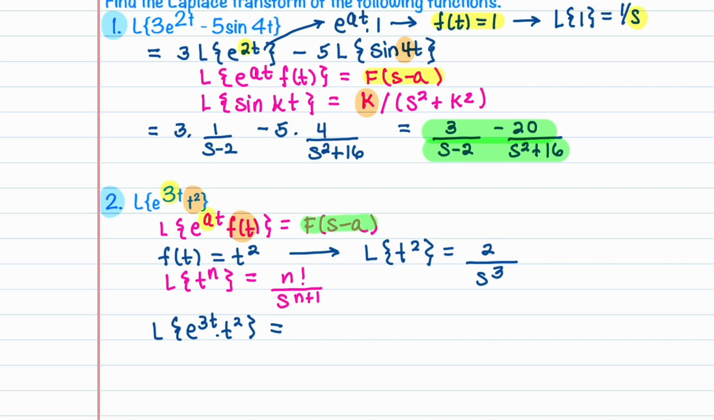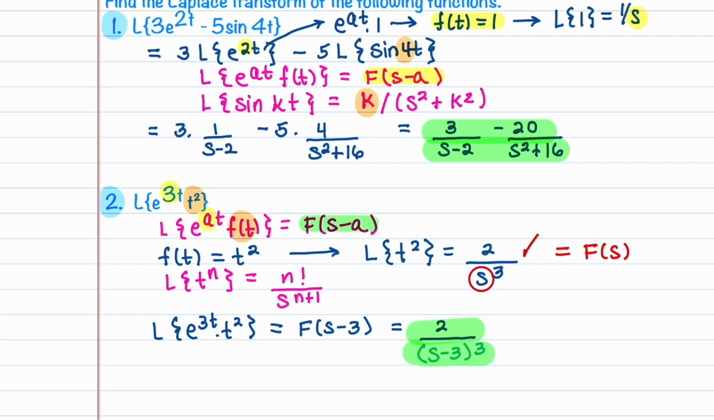Let's look right up here. This transform is F of s minus a, and remember that a is equal to 3. So let's write this as F of s minus 3. And then this is equal to our F of s. So all we have to do is replace s with s minus 3. And this gives us 2 all divided by s minus 3 quantity cubed. And there's our answer. And that's it. You've now seen how to compute some complicated Laplace transforms, and you should be all set to work through some similar problems on your own.